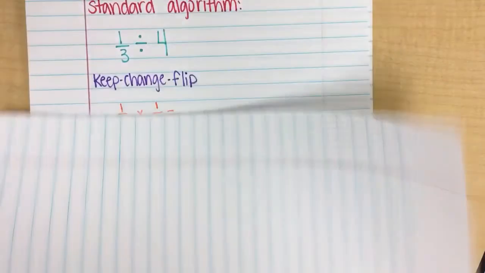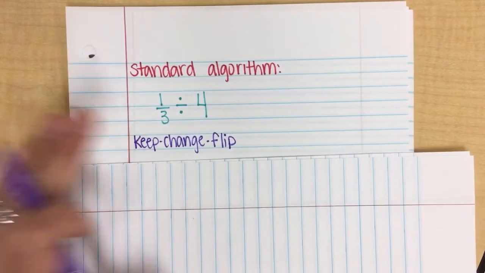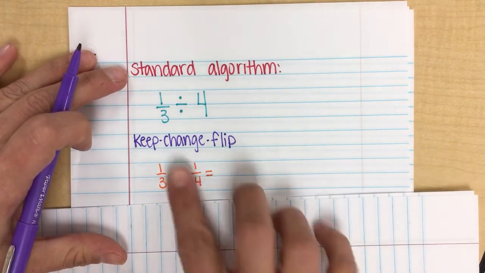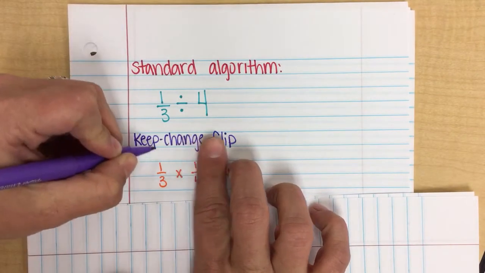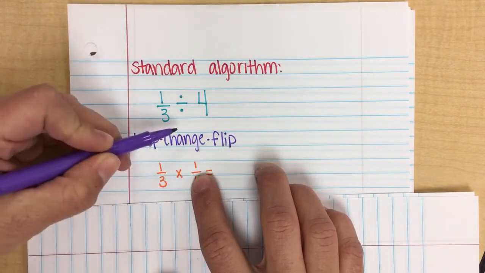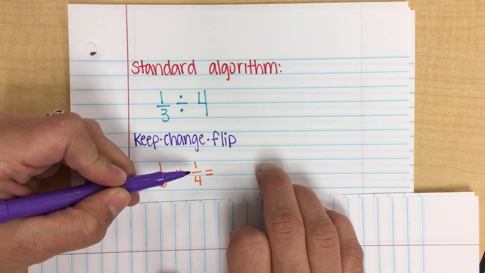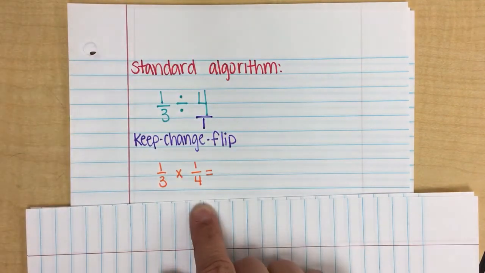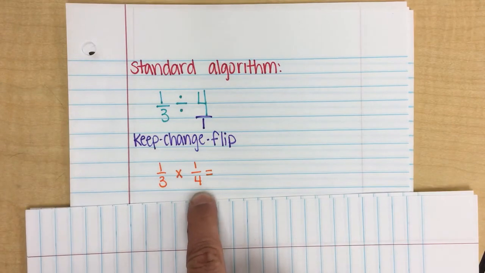Now I can also use the standard algorithm for dividing unit fractions by whole numbers. I'm going to use the same method as I did before. I'm going to use the keep, change, flip method. So I'm going to keep my 1/3 the same. I'm going to change my operation from dividing to multiplying, and I'm going to flip this 4 over 1. I'm going to flip it so that it's now 1/4.